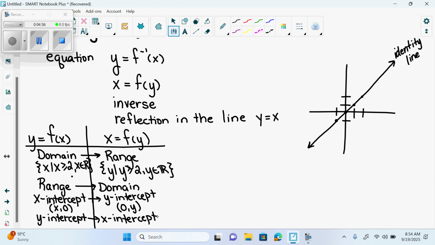So technically, if I'm asked for the range, the domain, the x-intercept or the y-intercept on the inverse, do I actually have to find the inverse? No. I need to find the opposite on the original. Correct? And then state it. Does that make sense?